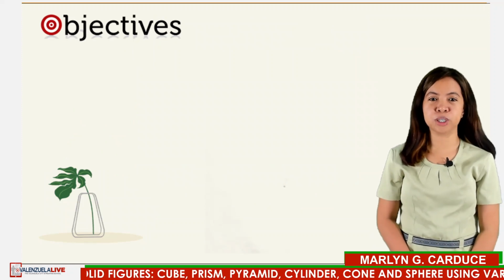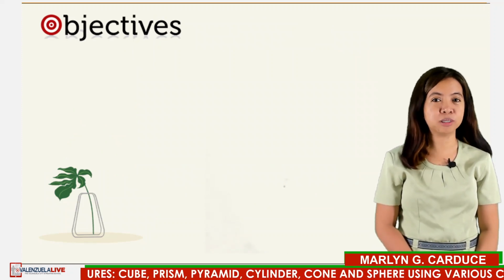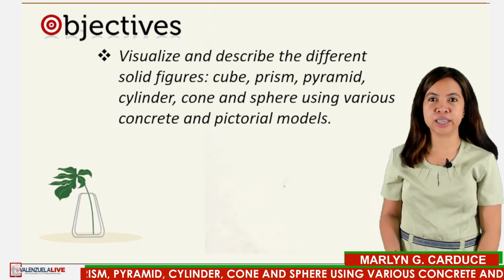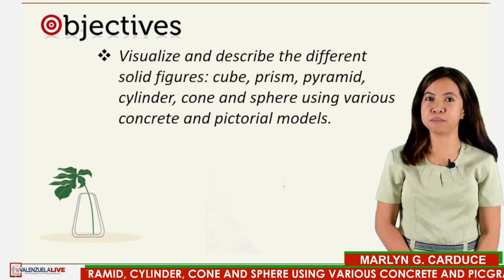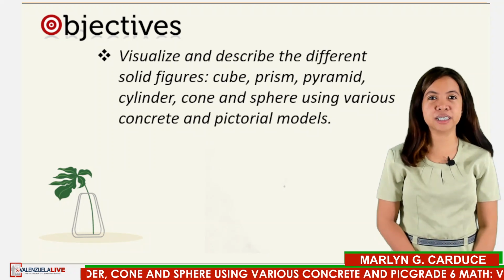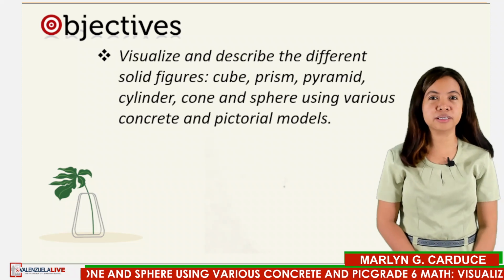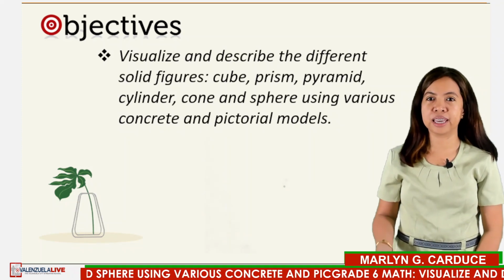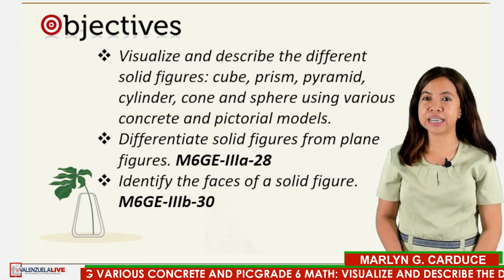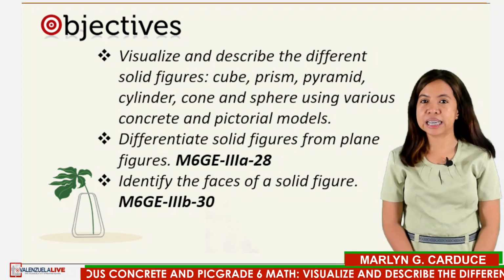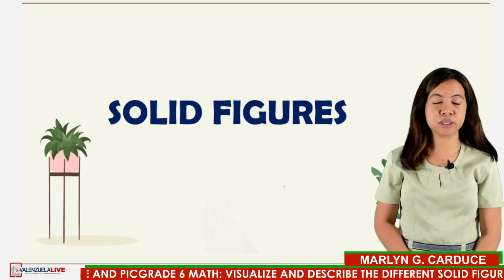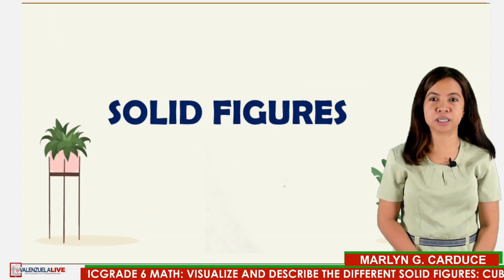For today's objective, which is based on the Department of Education Most Essential Learning Competencies, at the end of the lesson, you should be able to, first, visualize and describe the different solid figures such as cube, prism, pyramid, cylinder, cone, and sphere using various concrete and pictorial models. Second is to differentiate solid figures from plane figures. And the last is to identify the faces of a solid figure. So basically, our lesson for today is all about solid figures.